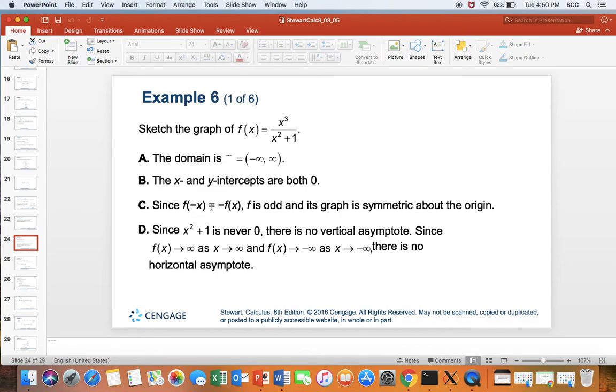This is an odd function. You can check. Substitute negative x and you will get negative out because of the cube. The denominator is never 0, so there is no vertical asymptote. Since f(x) is approaching infinity as x approaches infinity, and f(x) approaches negative infinity as x approaches negative infinity, there is no horizontal asymptote.